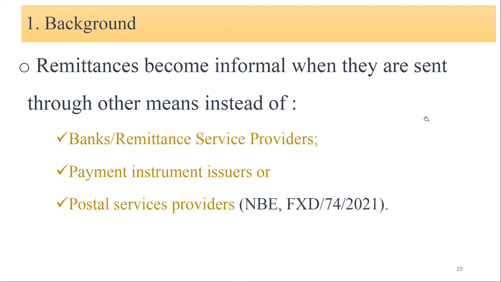So according to the National Bank of Ethiopia definition, the informal remittance is defined through its channel. If it comes through the banks or remittance service providers or payment instrument issuers, or service providers, it is classified as formal remittance. Otherwise, it will be classified as informal remittance. So the channel determines the formality and the informality of the remittance flow to Ethiopia. Next slide, please.